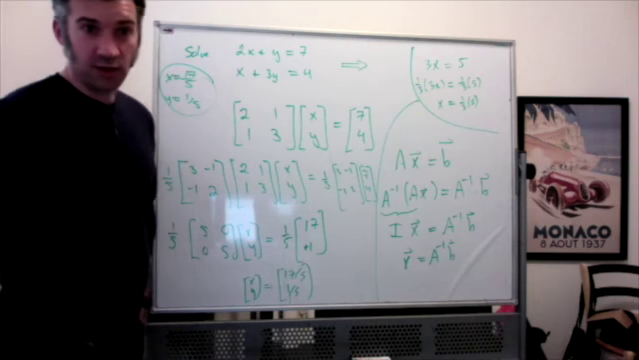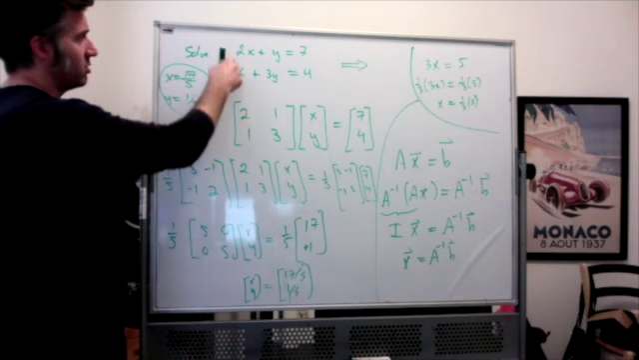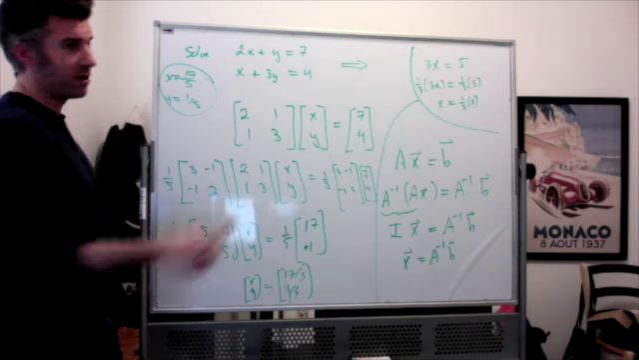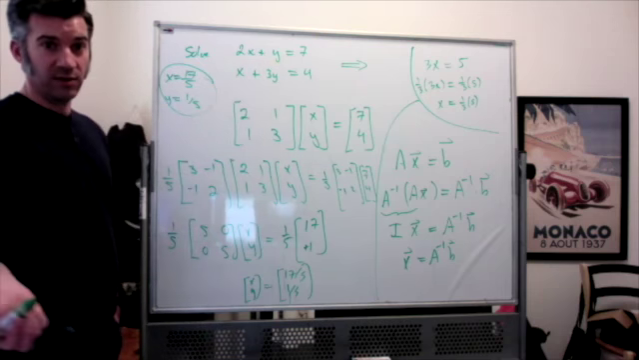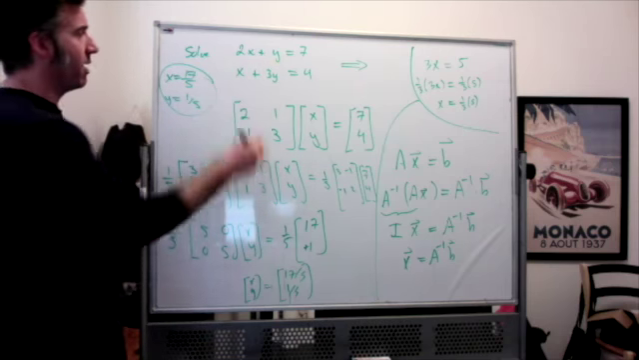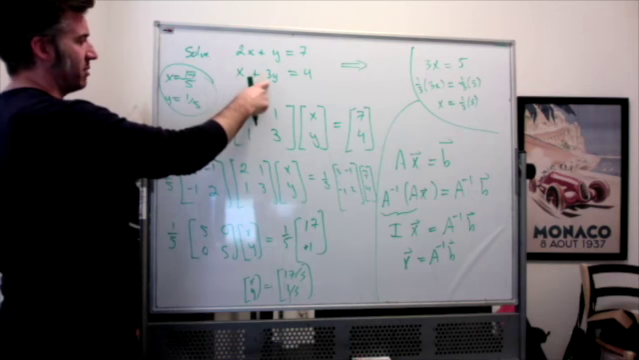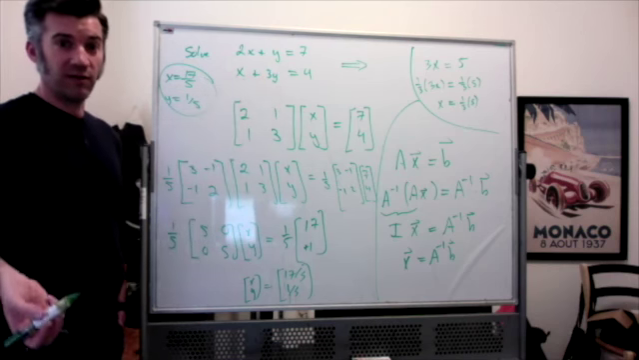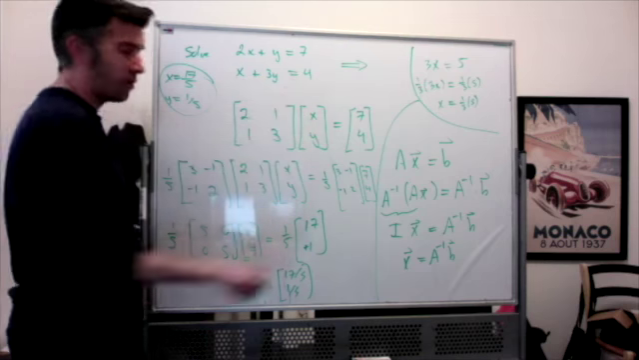You can check it, but there's no need. But if you do check it, you get 2 times 17/5, which is 34/5, plus 1/5 is 35/5, which is 7. And then 17/5 plus 3 times 1/5 is 17/5 plus 3/5, which is 20/5, which is 4. Totally works.